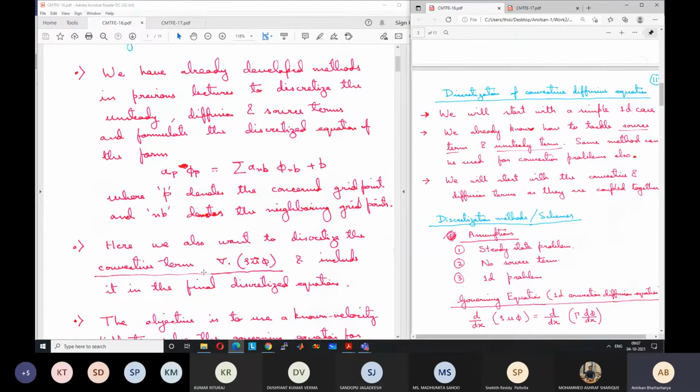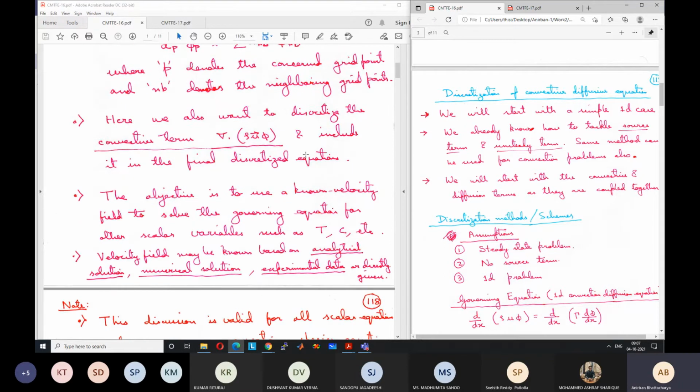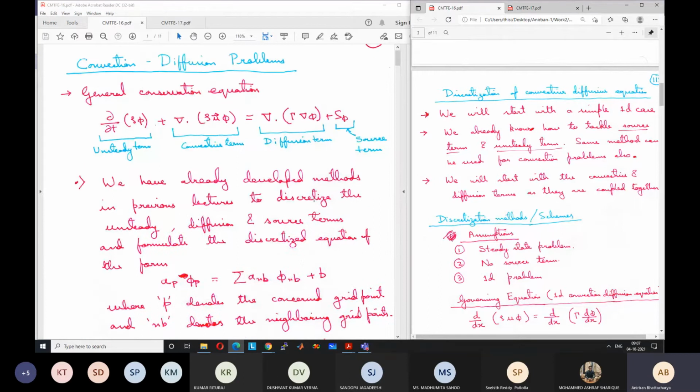2D or 3D problems. And at this point, we are not bothered with how we know the velocity. We are assuming that the velocity field is given to us either by solving the Navier-Stokes equation, or it is given directly, calculated by some other means like experiments or analytical methods. So we know the velocity field, and obviously we know the other properties like density, diffusivity gamma, and the source term.